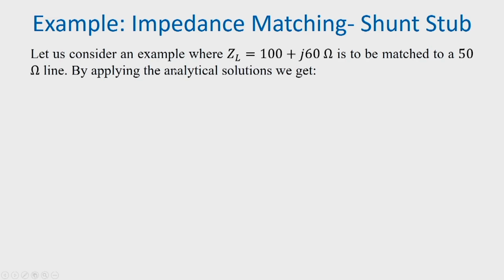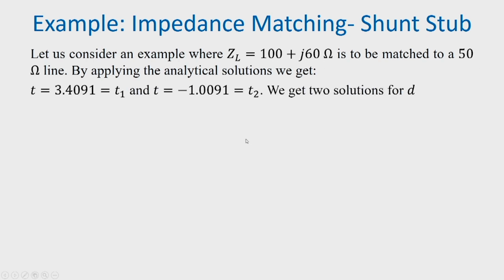Now, we take the example of an impedance matching using shunt stub. So, let the load impedance to be matched is given by ZL is equal to 100 plus J 60 ohm, and this is to be matched to a 50 ohm line. So, by applying the analytical solutions, we get a value of T to be equal to 3.4091, which we call T1, and another value of T is minus 1.0091, which we call T2, and we get two solutions for D.